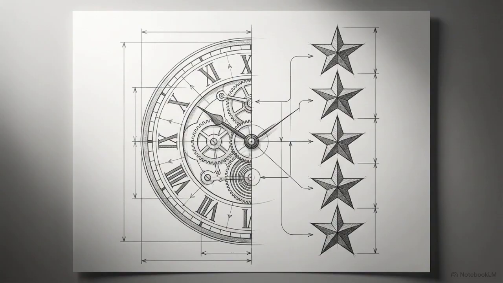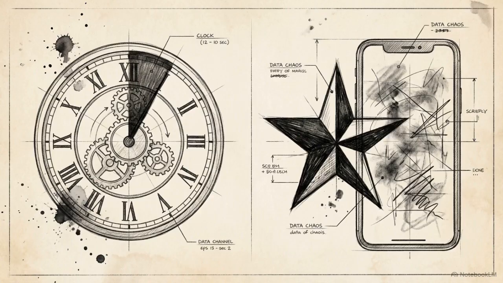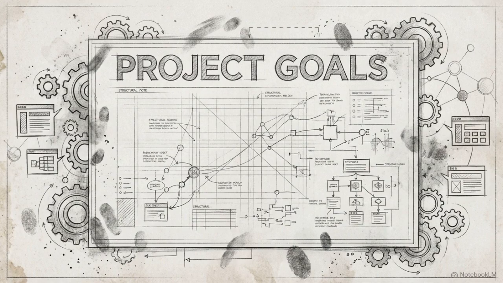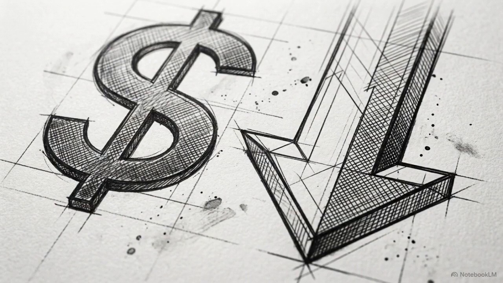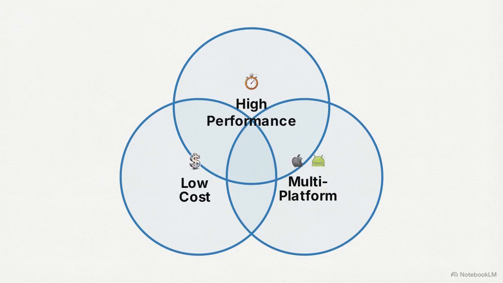Getting onto a user's phone is a specific strategic trade-off. You have to balance how fast you want to build against the quality of the experience you need to deliver. Every development team starts with the exact same wish list. They want native-level performance. They want the app to run on both iOS and Android, and they want to build it cheaply. This diagram shows the reality of software architecture.